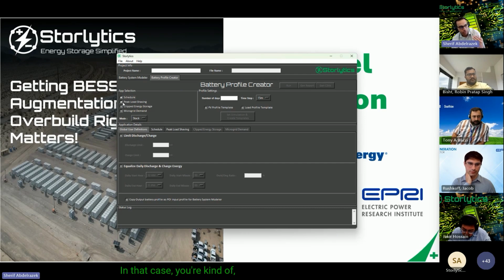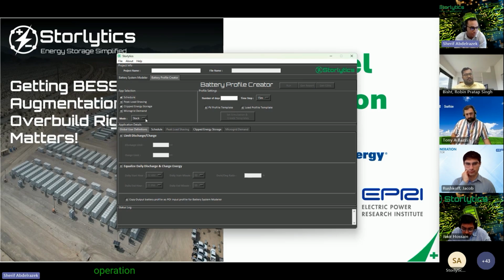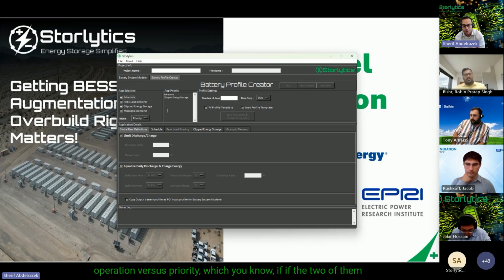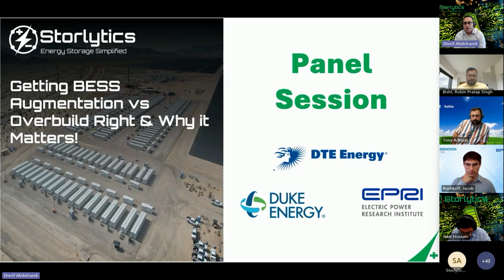You can do that by stacking the use cases. In that case, in your example, you're able to have 50 megawatts executing a schedule, and the other 50 megawatts, for example, charging from solar and discharging that energy later. So one way to do it is to stack, which implies simultaneous operation, versus priority, where if the two of them need to be deployed at the same time, it'll prioritize based on this priority list here. All right, very good question there. Appreciate it, Rajat. Moving to the next one here.